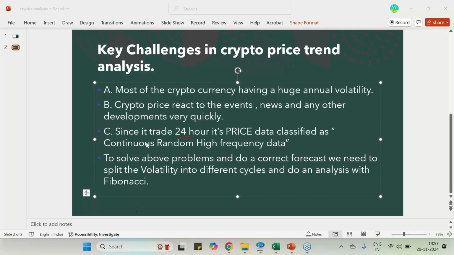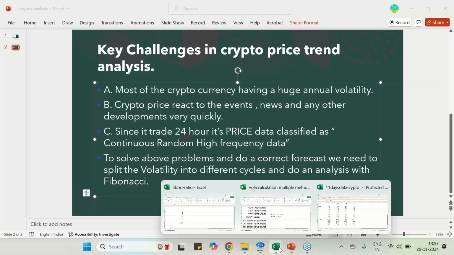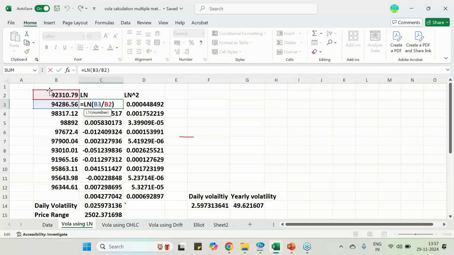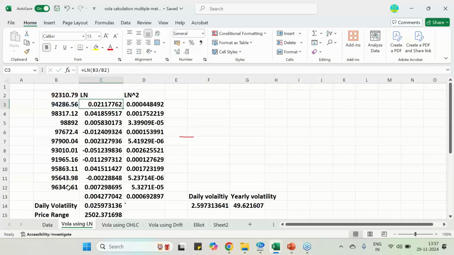Whenever we make all these changes and this analysis, you will see this method is very simple and doesn't require great science. I'm taking the Bitcoin price from the past 11 days. I need 10 days of data, but since it is continuous data, I will not take 10 days, I will take 11 days. I have taken the ln value to find the absolute return.